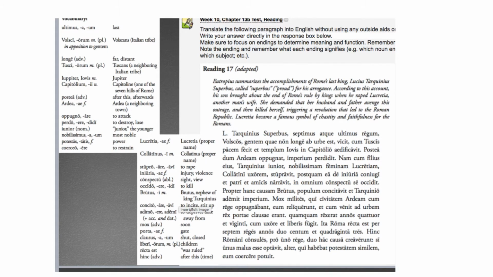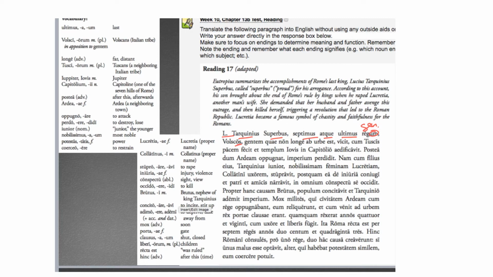So Lucius Tarquinius Superbus, Septimus Atque Ultimus Regum, Volscos gentem, quae non longe aberat, vicit, cum Tuscis pacem fecit, et templum Iovis in Capitolio aedificavit. All right, somewhat of a long sentence. So remember, your best bet there is to break it down. So Lucius Tarquinius Superbus, nominative, nominative, nominative with a conjunction in between. So all these things are going to go together. The 7th and last of the kings.